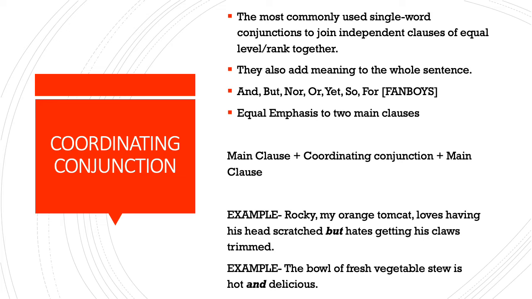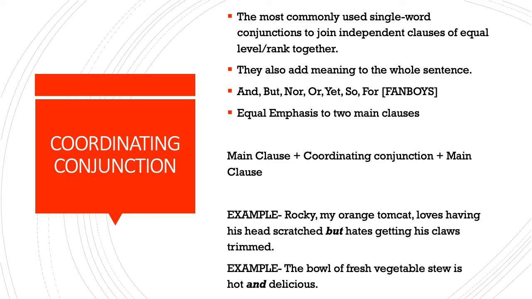So, if I am joining these two independent clauses, these two sentences together, these two actions are of the same level. They are not dependent on each other. Scratching of the head does not depend upon cutting the nails, and cutting the nails does not depend upon scratching the head. These two are separate actions. These two actions are not related to each other, but these two actions are related to Rocky. These two actions are related to Rocky's body. One is the head scratching and the other is the nail cutting.